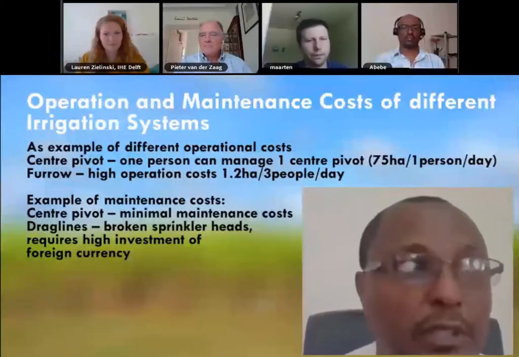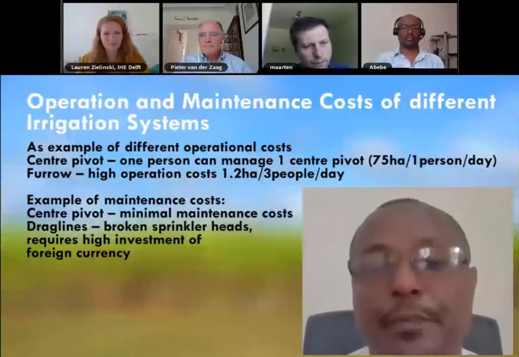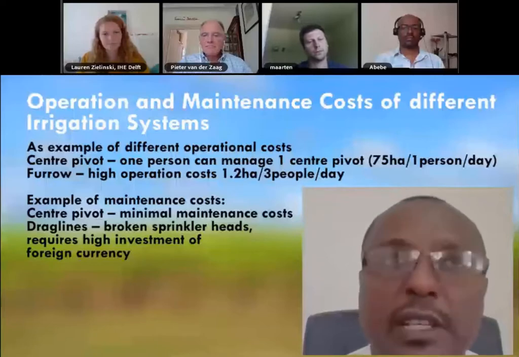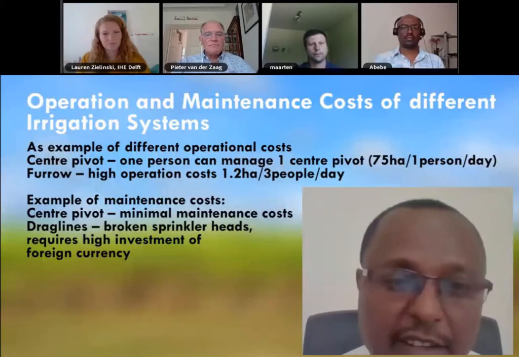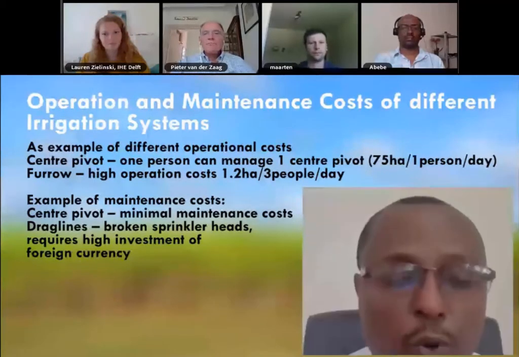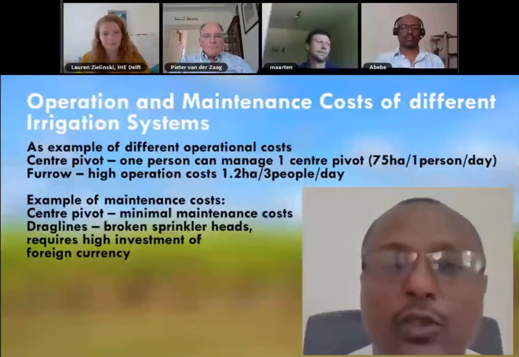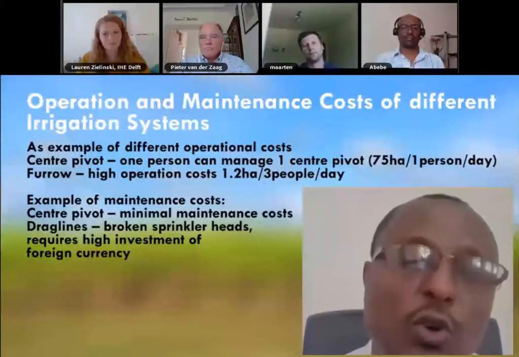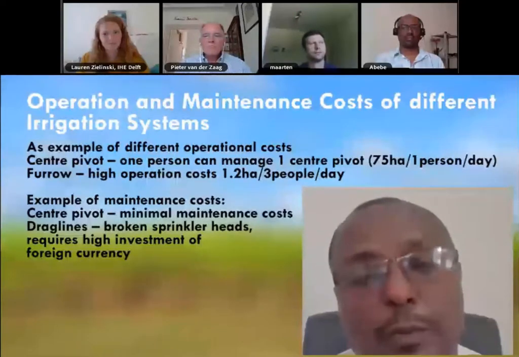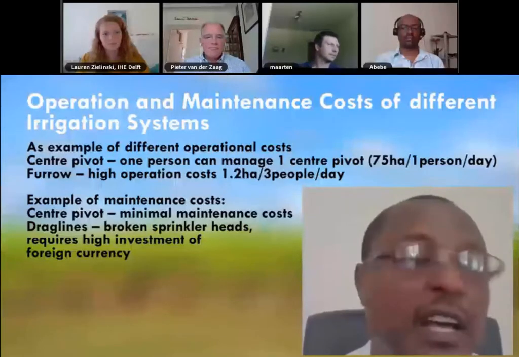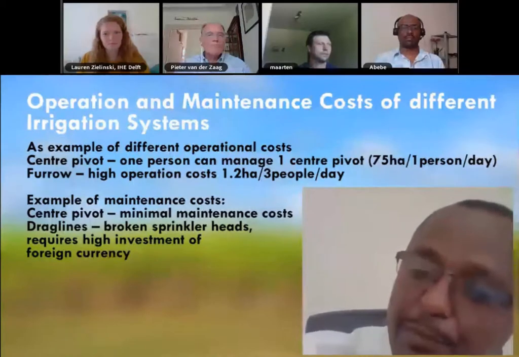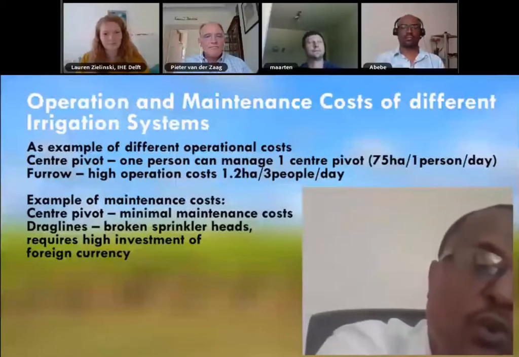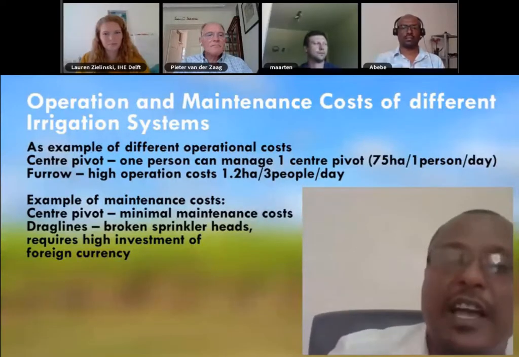This is operational. Regarding spare parts, the center pivot irrigation system needs almost zero spare parts. The only one is that every 1 or 2 months, after the tire is reduced, we fill the air. Regarding the drag line, we break the sprinkler head. We are trying to exchange the hose. It is very difficult to manage the drag line sprinkler. And also we are investing many Ethiopian birr, in foreign currency, to purchase that in-field material. So the center pivot irrigation system's operational and maintenance cost is lower than the drag line irrigation systems. Operational cost of furrow is very high compared to the drag line and the center pivot irrigation systems.